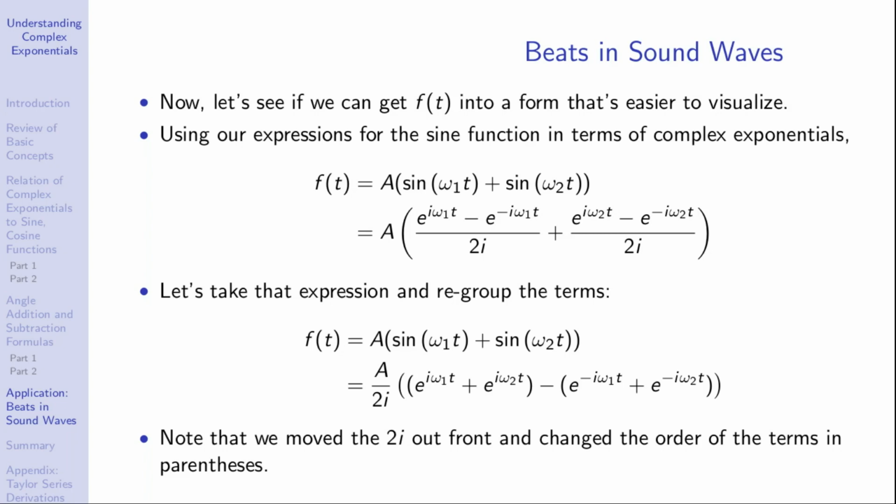Okay, let's take that expression and regroup the terms. So our f of t, which is this sum of two sine waves, is equal to A over 2i times e to the i omega 1 t plus e to the i omega 2 t minus e to the minus i omega 1 t plus e to the minus i omega 2 t. And note that we moved the 2i out front, and also we changed the order of the terms in parentheses.